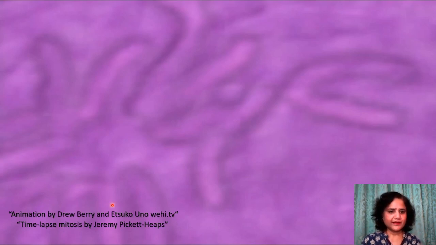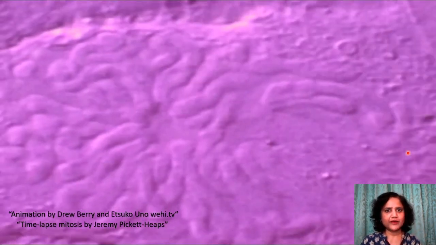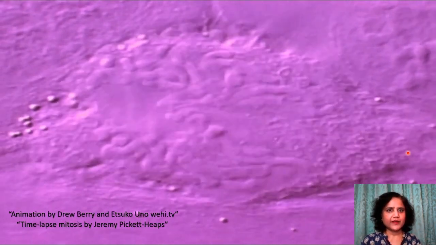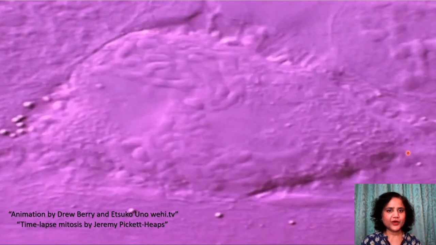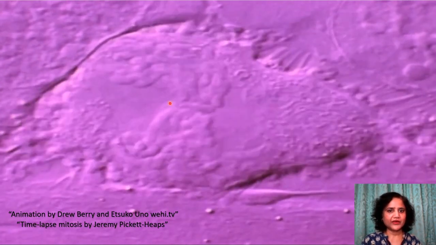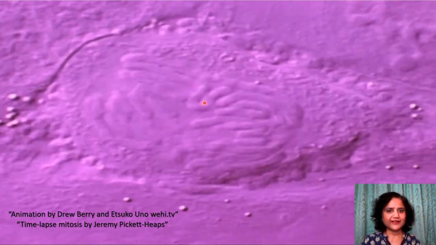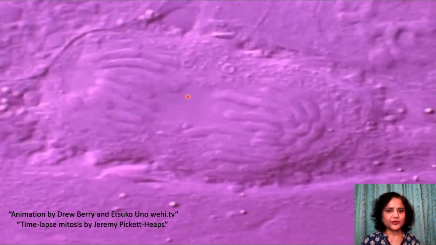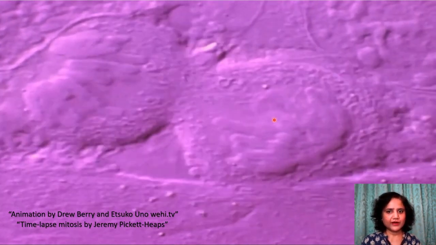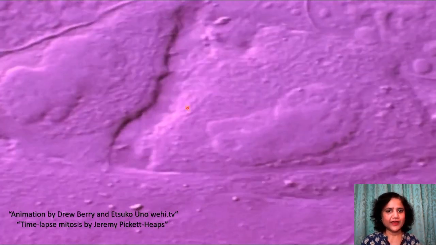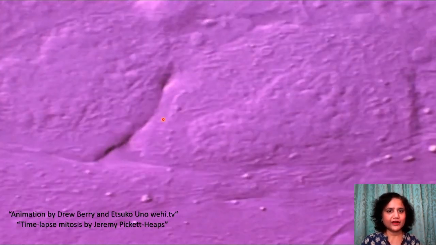So here is a time lapse of the process of mitosis contributed by Drew Berry and Etsuko Ono, and this was made by Jeremy Pickett-Heaps. In this video, you can see the process of chromosome condensation. You can see metaphase now here, all the chromosomes at the equatorial plane. You can see the metaphase to anaphase transition that just happened, the chromosomes moving apart. Now the cells are in telophase, and you can see decondensation of the chromosomes. Cytokinesis has occurred. You have two cells now from the original cell.